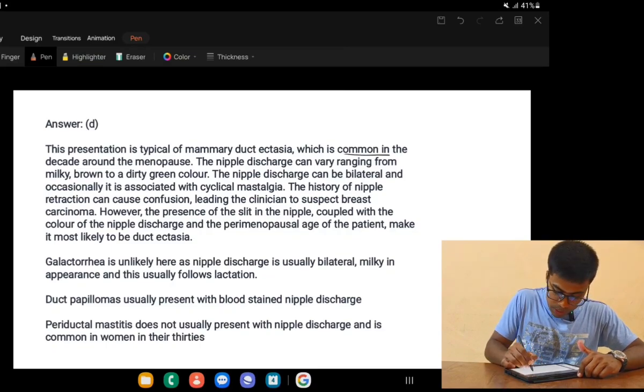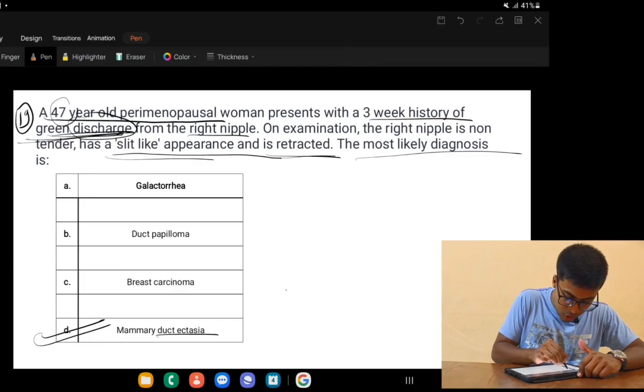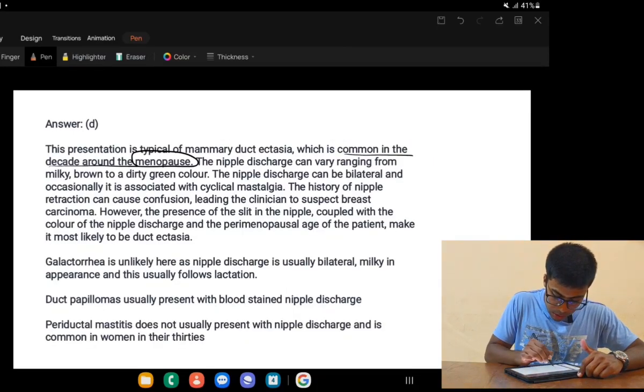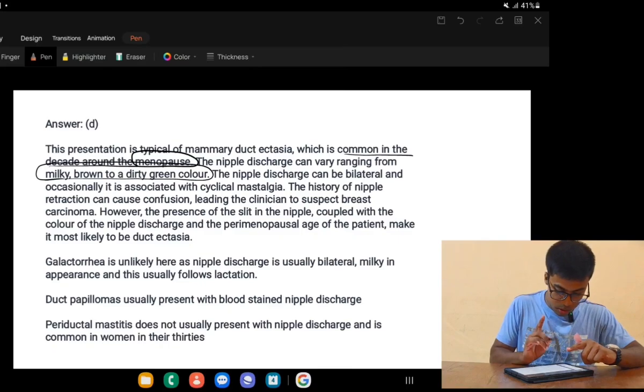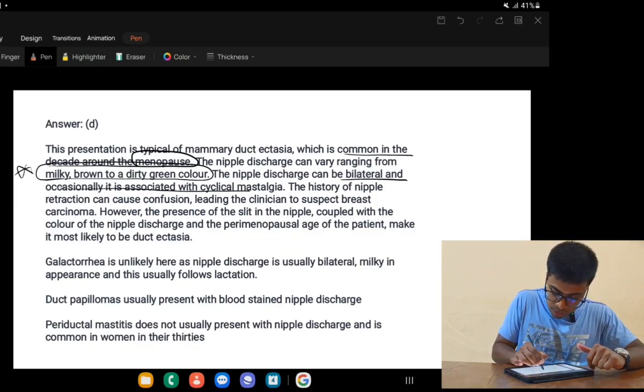First thing, you have to decide around the menopause. You should see the age. So this is around the menopause, a 47-year-old. Then nipple discharge can range from milky brown to dirty green. So I was saying color is not a specific thing to answer this question. It can be milky or whitish, a little bit brown, to dirty green.